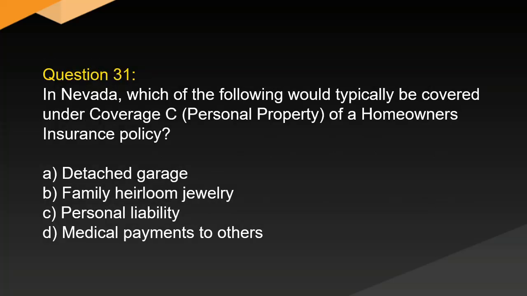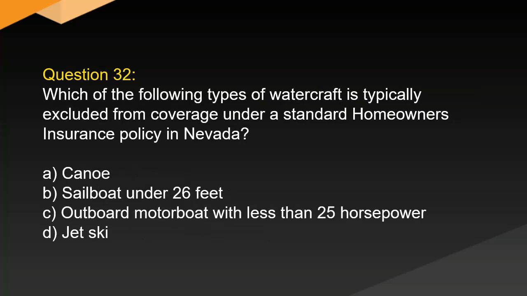Question 31. In Nevada, which of the following would typically be covered under Coverage C, Personal Property, of a homeowner's insurance policy? A. A detached garage. B. Family heirloom jewelry. C. Personal liability. D. Medical payments to others.